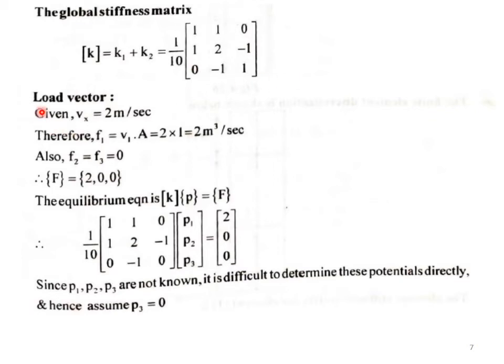Next, the load vector. The initial Vx given is 2 meter per second. Therefore F1 is equal to V1 into the area of element 1, that is 1 meter square, so 2 into 1 is 2 cubic meter per second. F2 and F3 are not given, so we take F2 and F3 as 0. So this is the force vector: F is equal to [2 0 0].